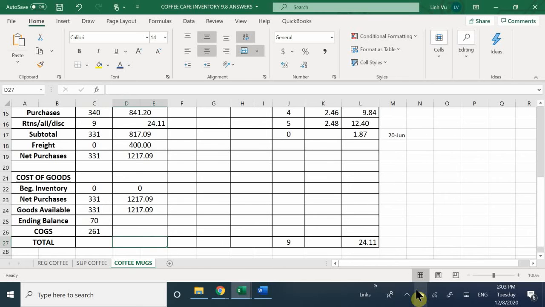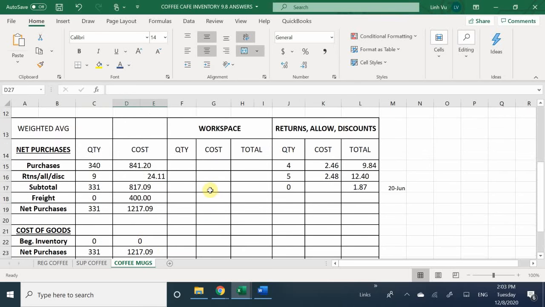So now that we're here, we need to solve either or. We either solve for the cost of goods sold or we solve for the ending balance. What I've been teaching you was to solve for the cost of goods sold. In this case, it doesn't matter because our costing method is weighted average. So if 331 cups are going to give me a grand total of 1217.09, what is going to be my cost per item?